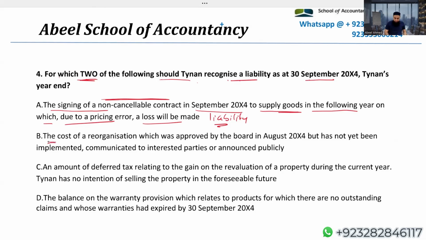The cost of a reorganization which was approved by the board in August X4 but has not yet been implemented or communicated to the interested parties, you cannot recognize this. The second one cannot be your liability, cannot be your provision. Why? Students, if you recall, when do we recognize a restructuring provision? When two conditions are met. One, there has to be a detailed formal plan approved by the BOD. Second, you need to communicate to the stakeholders who will be affected by that plan. And the key stakeholders are, let's say, those employees, who are going to lose their jobs.